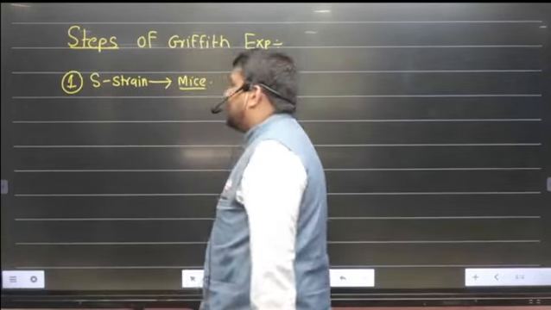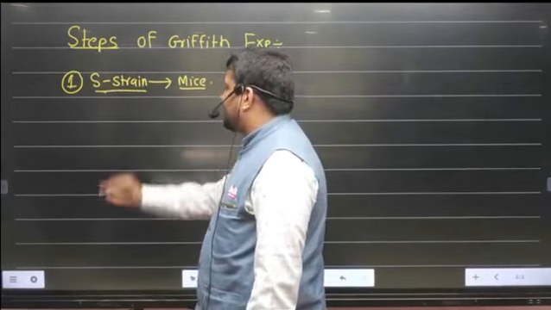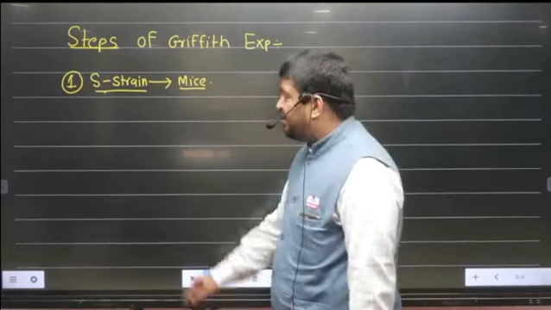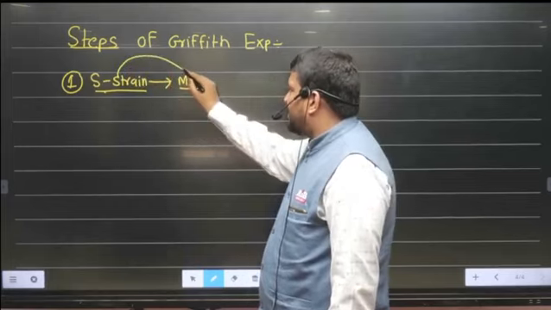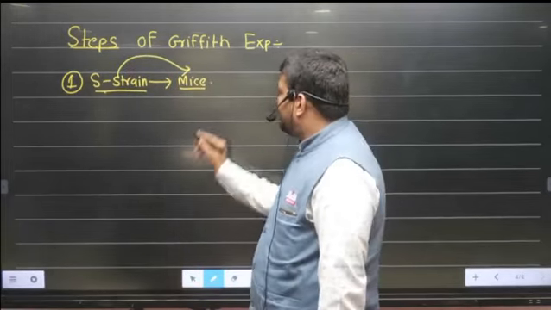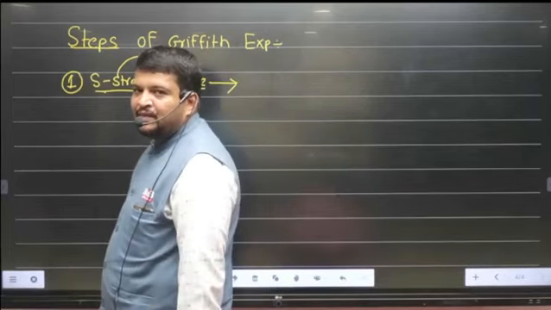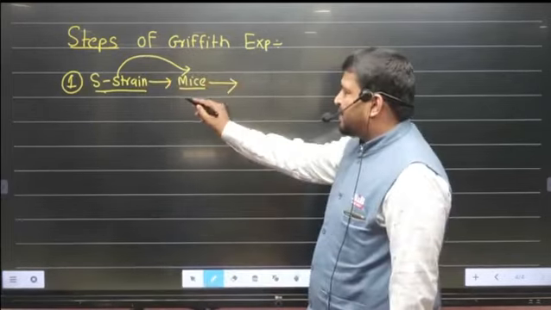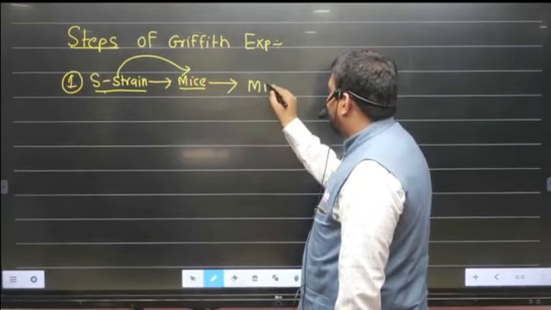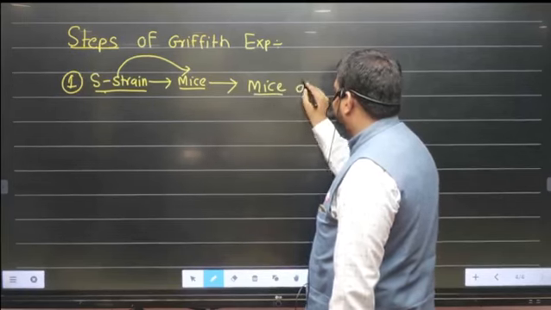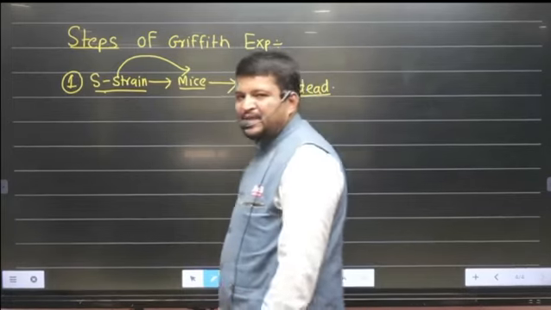He made a liquid nutrient culture medium, and in this medium he added the S strain, and then the S strain was transferred into the mice. As we know, the S strain shows the presence of the capsule, and because of the capsule, the S strain is pathogenic. Therefore, the mice died. Death of the mice takes place in this step.